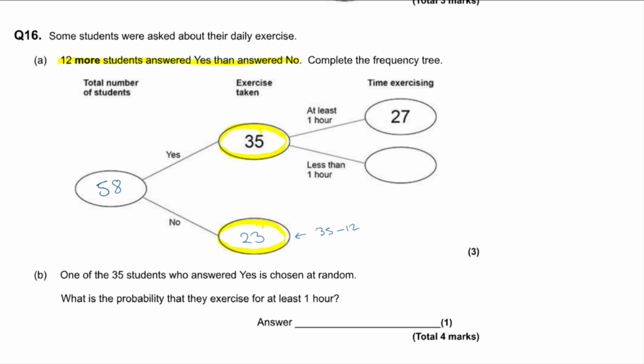Okay. Right, then of those 35 people who said yes to exercise taken, 27 did it for at least an hour. So the rest, 35 minus 27, must have done it for less than an hour. So 35 minus 27, that is equal to 8. Okay, so I've finished off my frequency tree now.